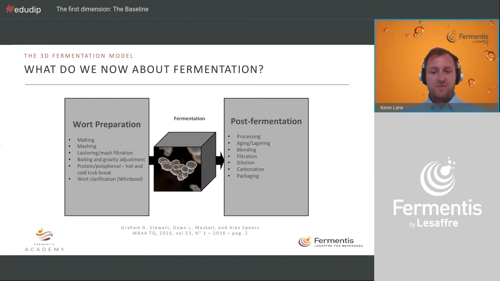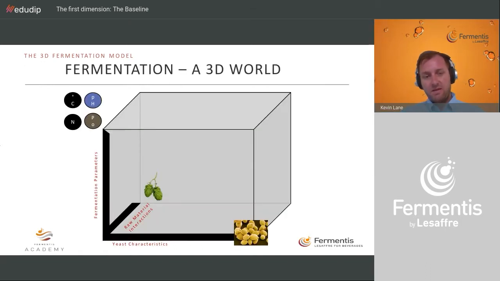Fast forward to 2016, so 4 years ago, again in the MBA Technical Quarterly, Graham Stewart again, relating back to this paper that he wrote some 20 some years before, he said again, wort preparation and post-fermentation, we know about. Now we can say that fermentation is more or less a gray box. So not really clear, not really well understood, but more understood than it was back in '93 when he wrote that first paper. So that leads me to this gray box.